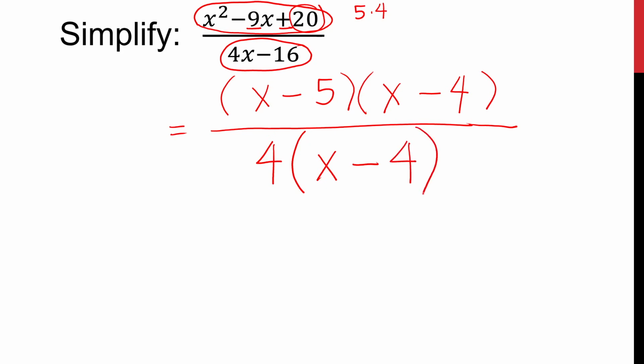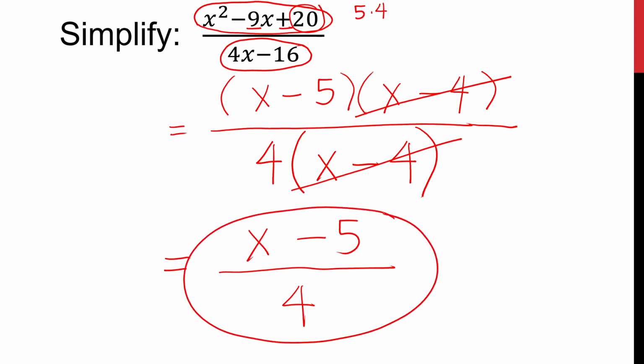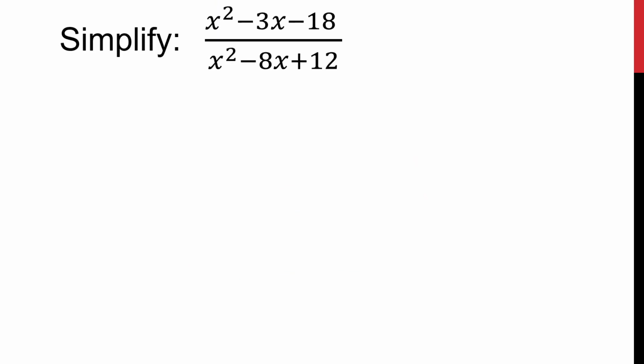Asa may pwedeng makancel ana, section Glory? X minus 4, sir. X minus 4. So, what is your answer now? X minus 5 over 4. Very good. X minus 5 over 4. That's your answer for this example. Let's have another one. Kini.